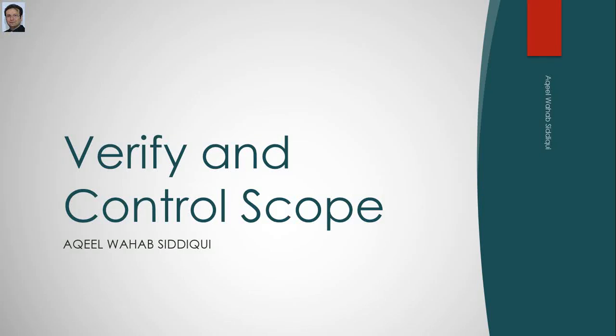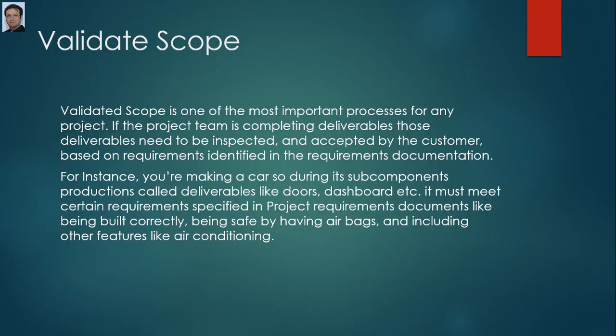Verify and control scope are part of the project scope management knowledge area and fall under the monitoring and controlling process group. What is validate scope? Validate scope is one of the most important processes for any project.